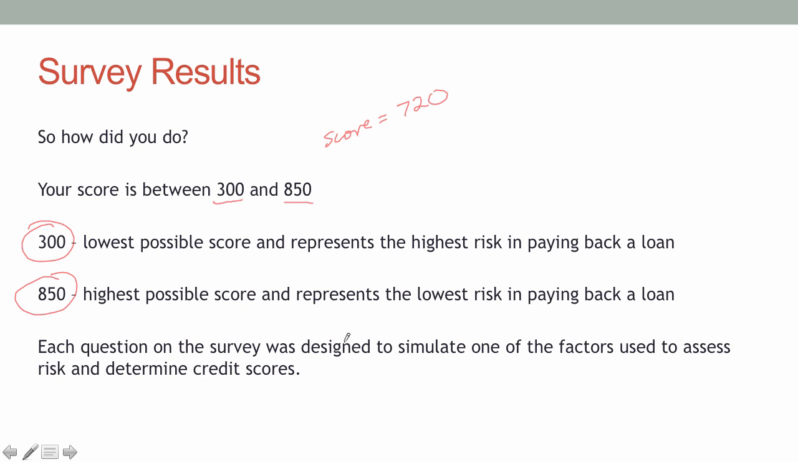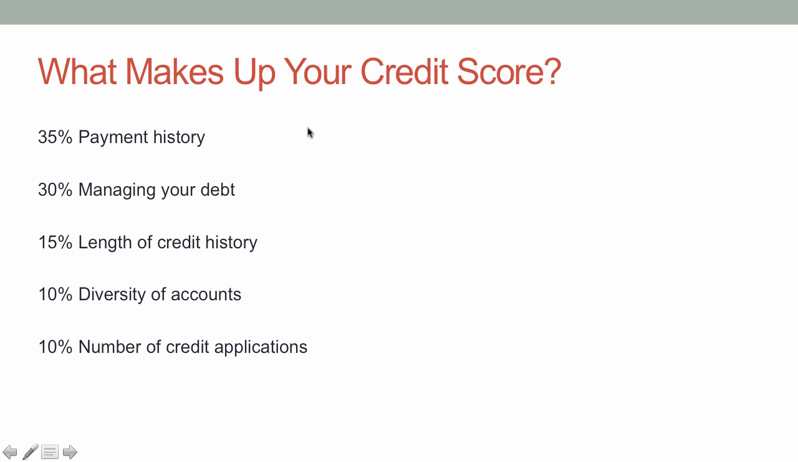Each question on the survey was designed to simulate one of the factors used to assess risk and determine credit scores. So here you go. What makes up your credit score? So 35% of your score is your payment history. When you have your bills, are you paying them on time? When you get older, you have water bills, electric bills, a car payment. Are you paying all these things regularly, or are you occasionally missing and not making payments? If you miss a payment, it gets reported as part of your credit score and it's a ding.